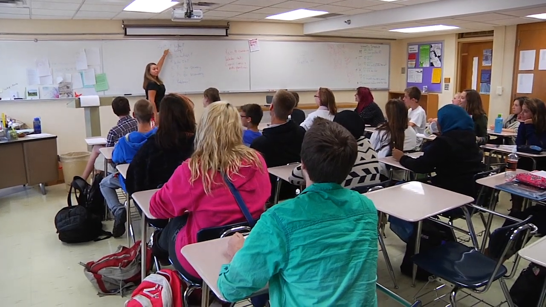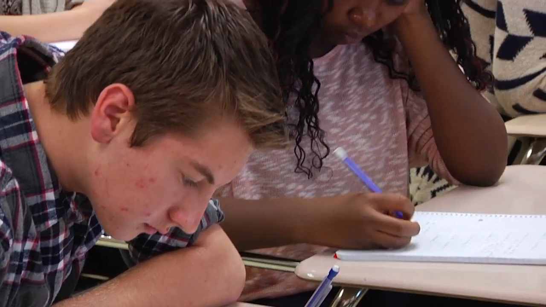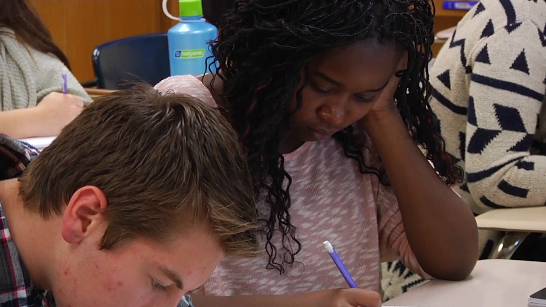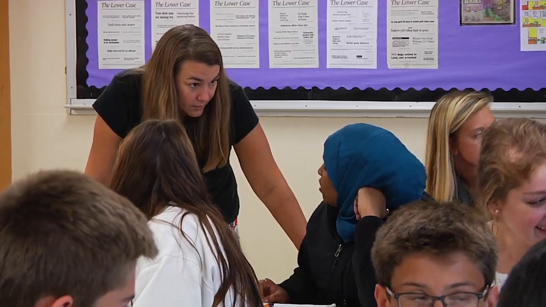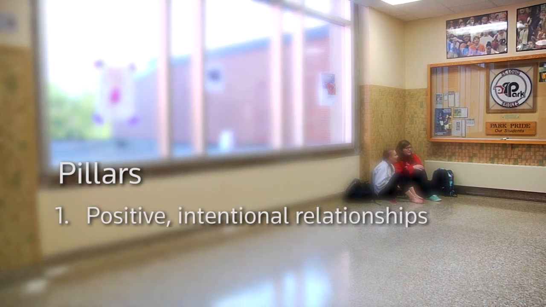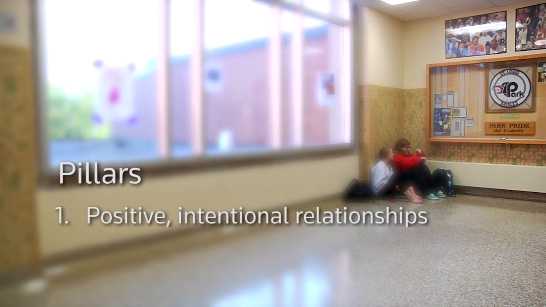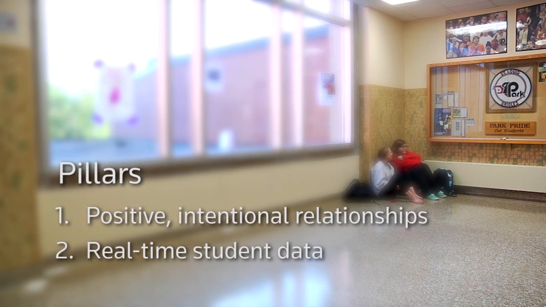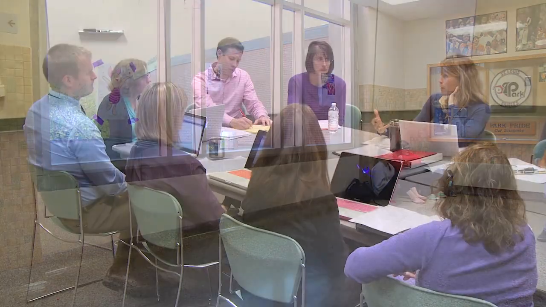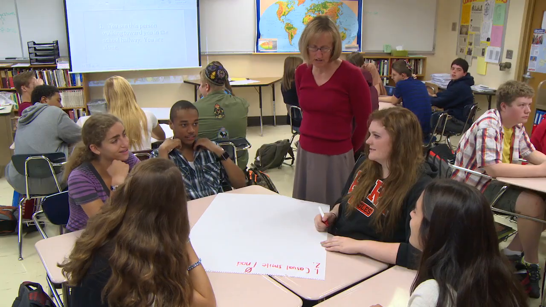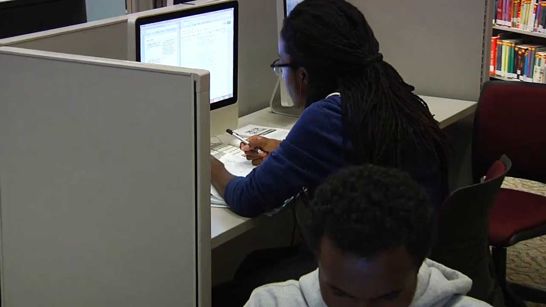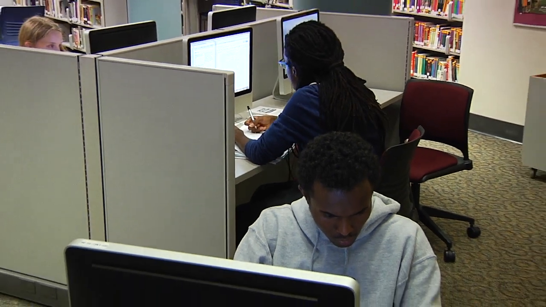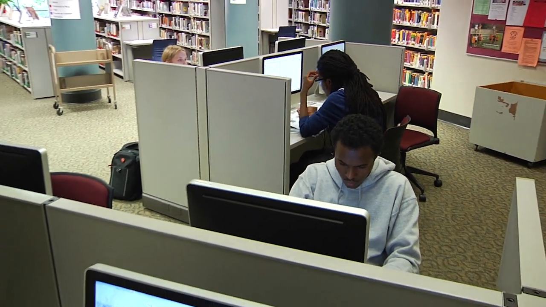Building assets, reducing risks, also known as BAR, is a strength-based approach to increase student success both academically and personally. The two fundamental pillars of the model are creating positive, intentional relationships and using real-time student data in collaborative problem-solving settings to guide instructional action. The model helps students cultivate positive relationships, develop their assets, and increase their academic success by restructuring the school and intentionally addressing the whole student.